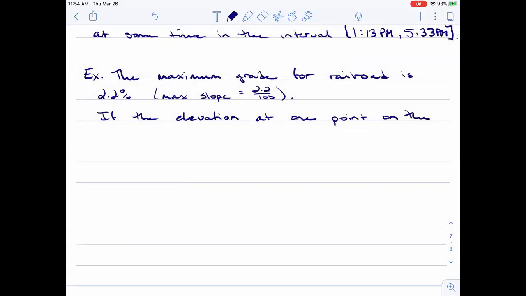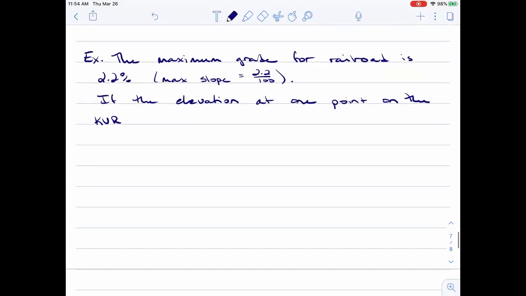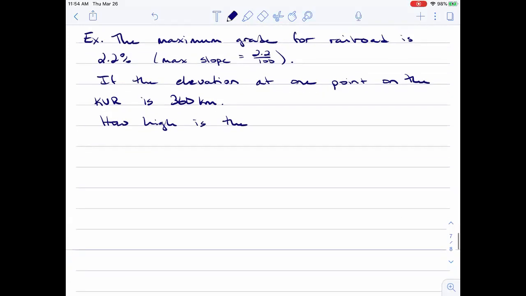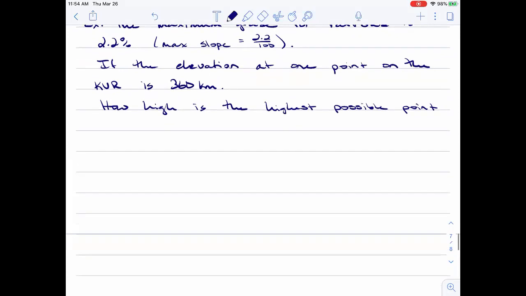At one point on the KVR the elevation is 360 kilometers. How high is the highest possible point 1,200 kilometers away on the rail line?